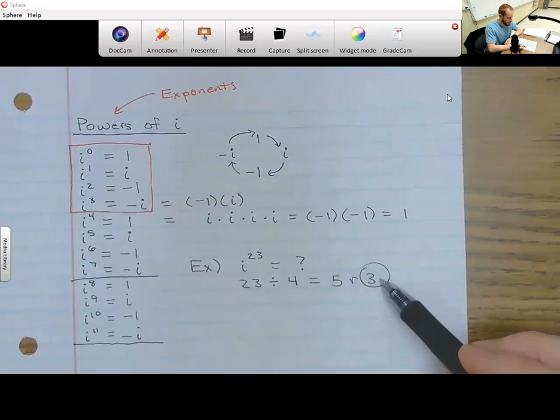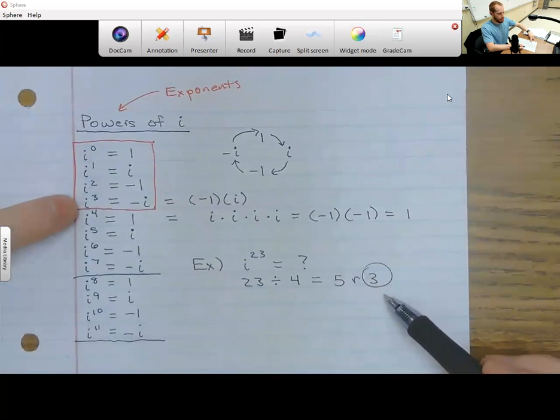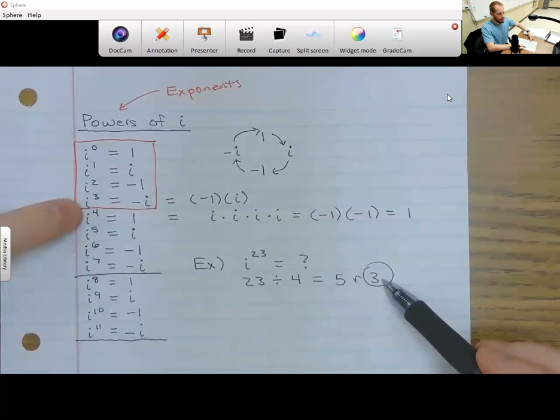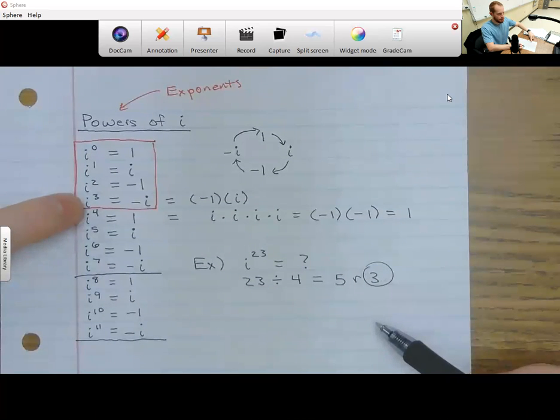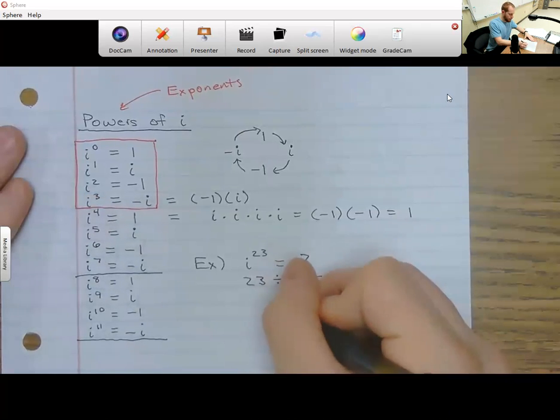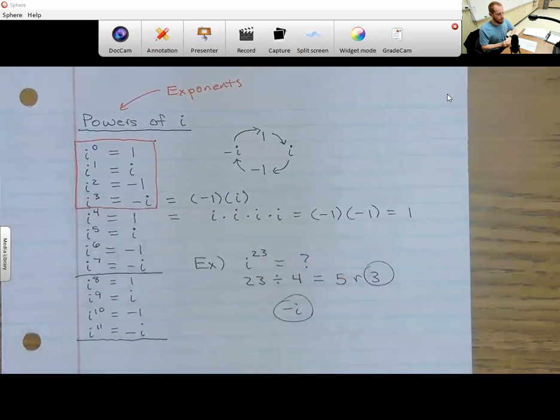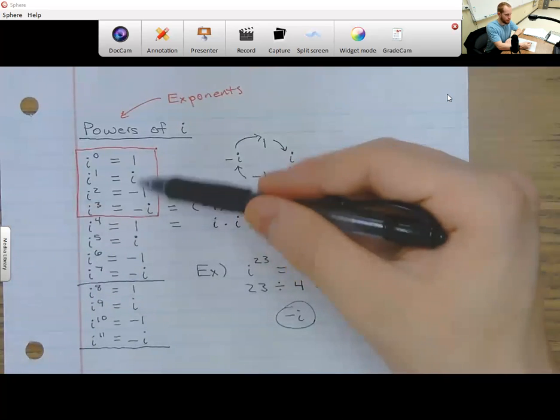Now, this is going to tell me where I'm supposed to go. I'm going to match that remainder up with one of these 4 options right here. So 3 tells me to look at i to the 3rd power. i to the 3rd power is -i. So my answer is going to be -i, and I'm basically getting that from this table right here.